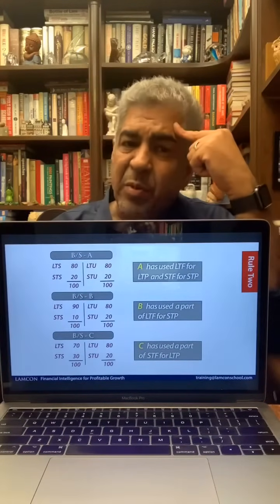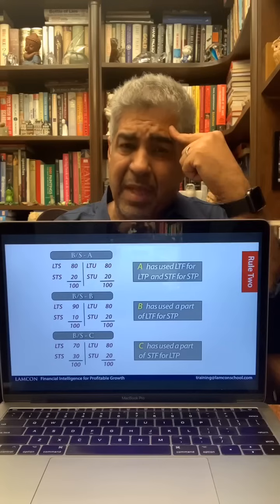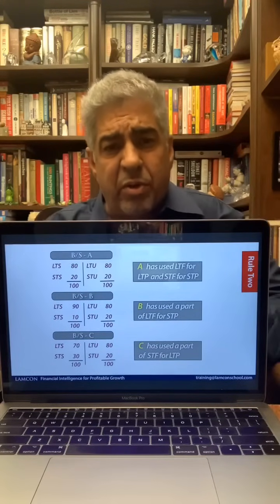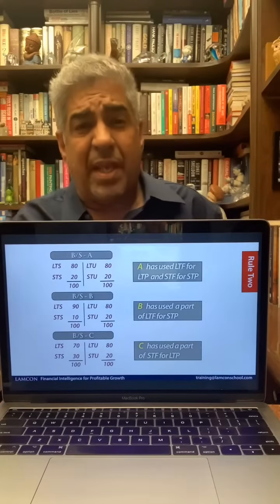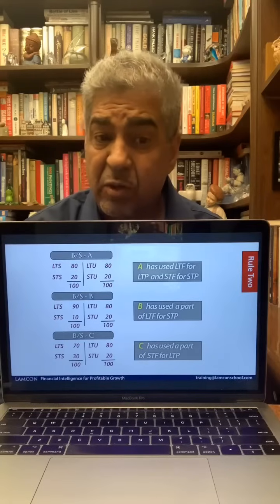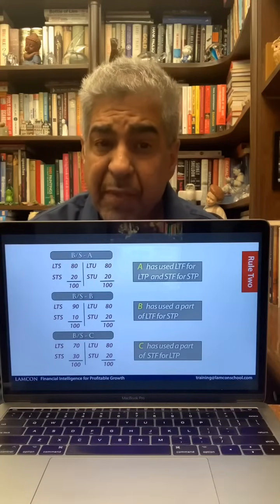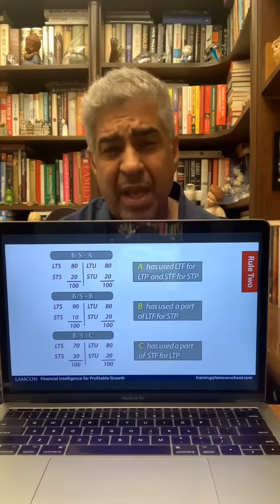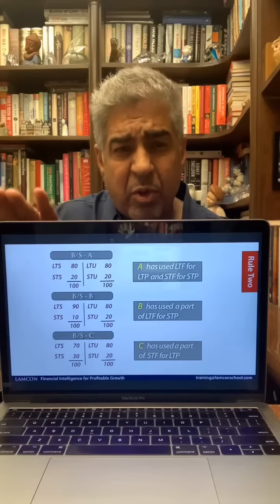Now let's start with C. In the case of C, who is going to come knocking on the doors of this company in the very near future? Can I have my money back? How much will they be expected to pay back? They'll be expected to pay back 30. Let's say 30 crores. And the rule that I just gave you said, when people come knocking on your doors, can I have my money back?